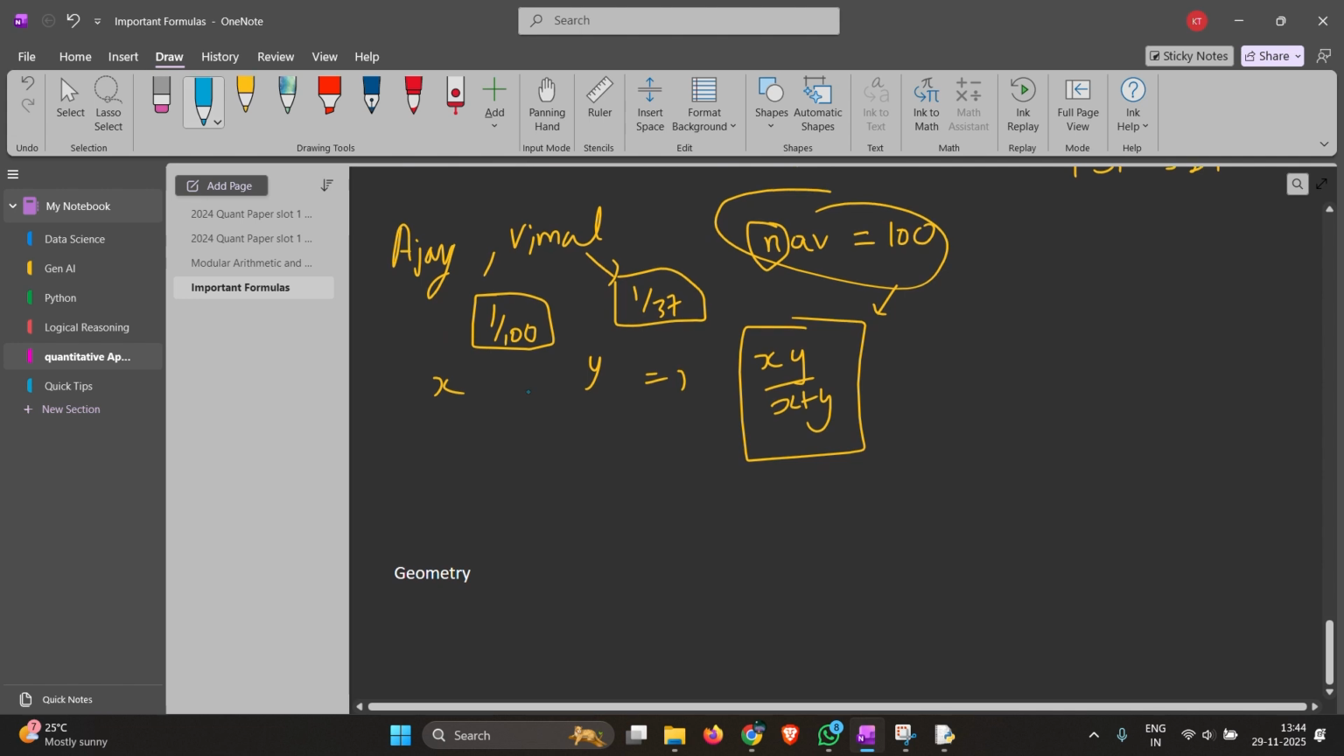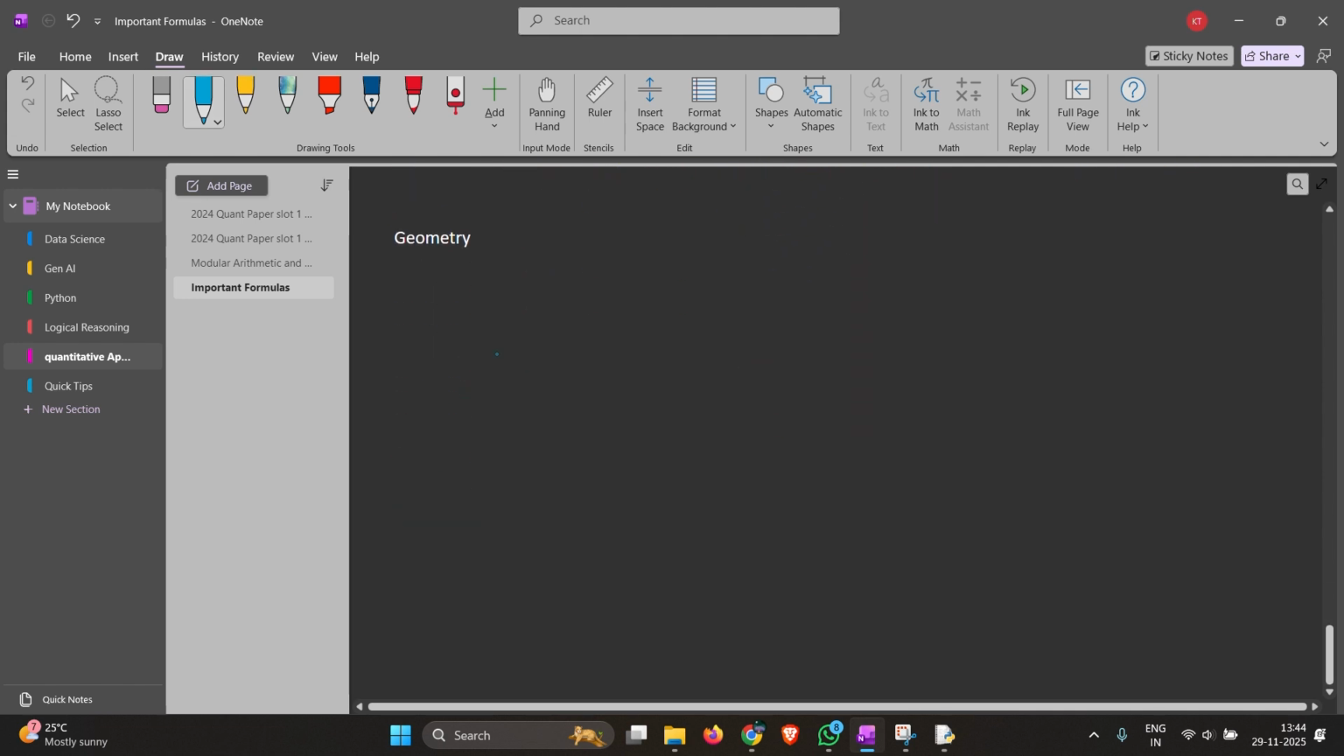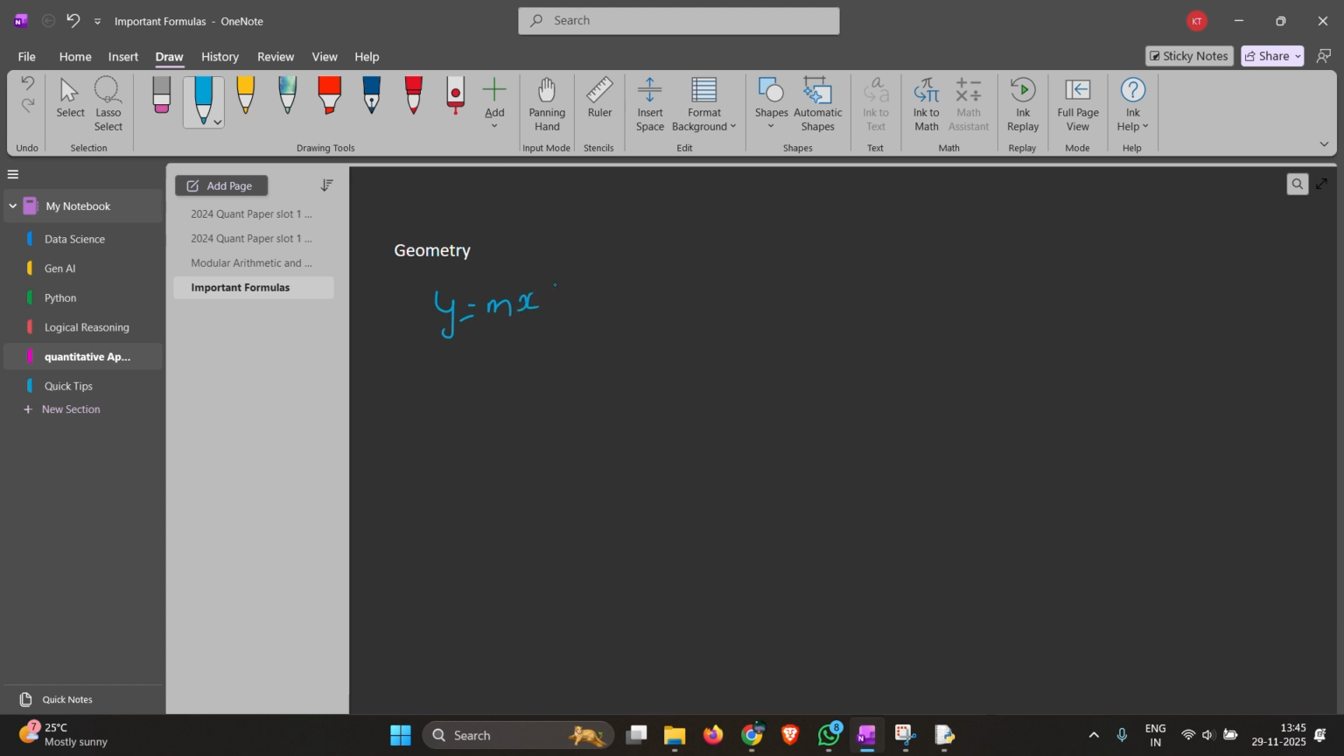So now let's finally move to geometry. In geometry, there are a lot of formulas for areas, perimeters, and volumes. So let's start with the very basic of them. First of all, the equation of a line in geometry is given by y equals mx plus c, where m is the slope and c is the y-intercept.